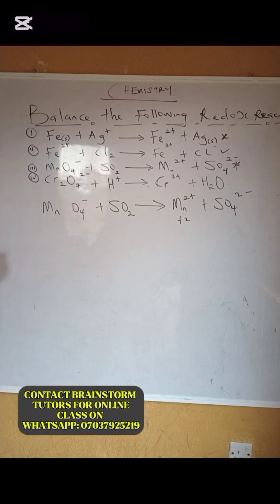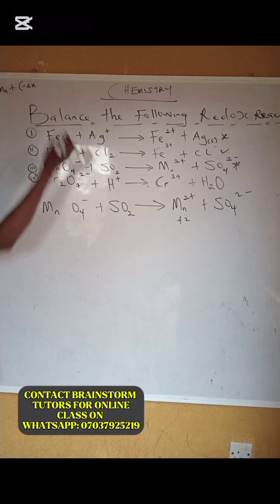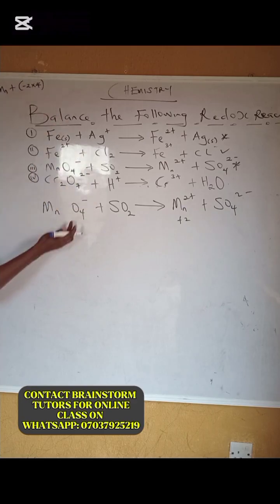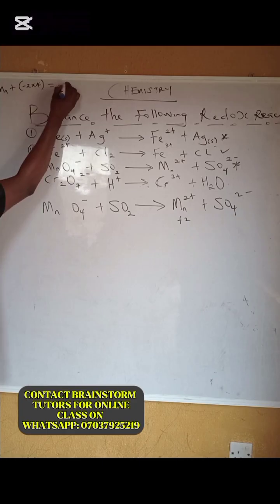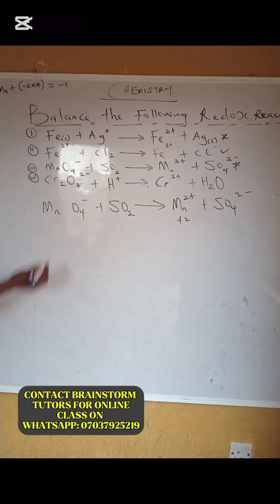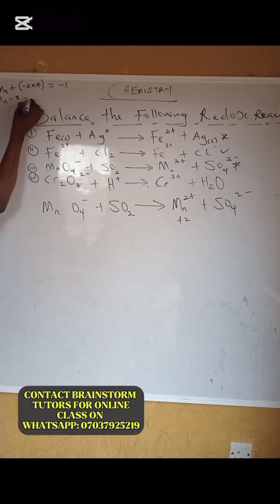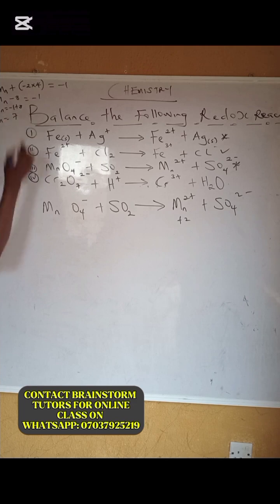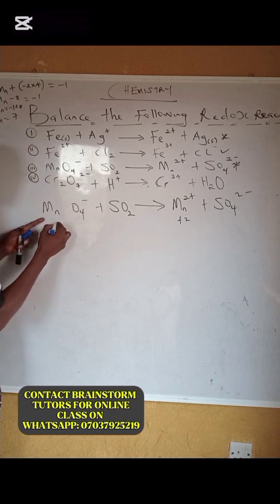So now, here, this is tetraoxomanganate(VII), but let me just calculate it for you to show how to get it. So this is just Mn plus, we all know that the oxidation number of oxygen is minus 2. I have minus 2 times 4, because we have 4 atoms of oxygen, which is going to be equal to the charge. The charge here is minus 1. So now we just calculate Mn minus 8 equals minus 1. Then Mn equals minus 1 plus 8. Then Mn is equal to 7. So the oxidation number of manganese that we have here is 7.